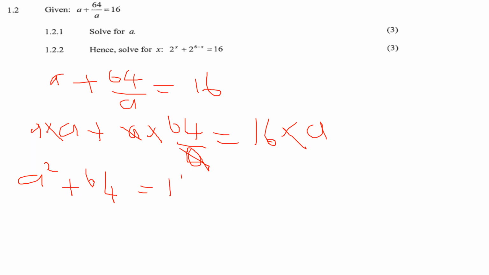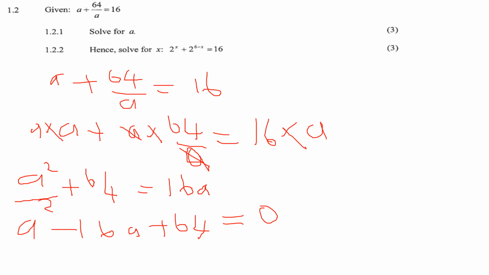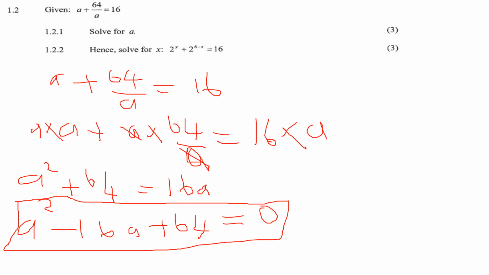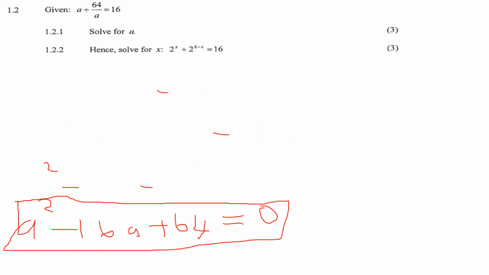equals 16a. Now when we transpose 16a to put it here, every time you want to be left with a 0, it's going to be a squared minus 16a plus 64 equals 0. When you get to this point, remember, if you don't know how to factorize, you can use your quadratic formula. Don't just waste time, just put everything into the quadratic formula, and then everything is easy for you to solve.